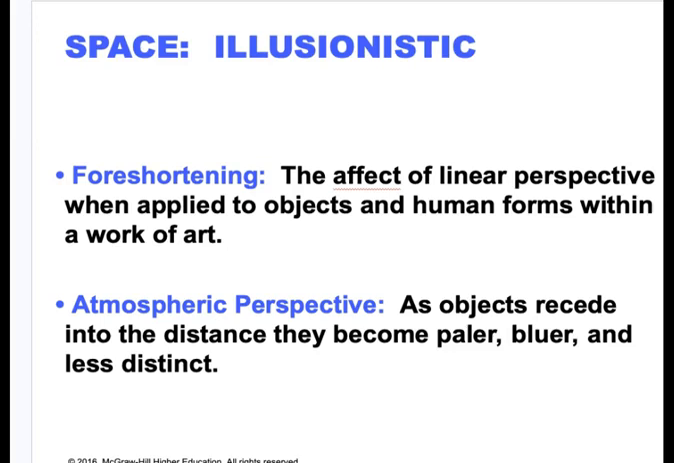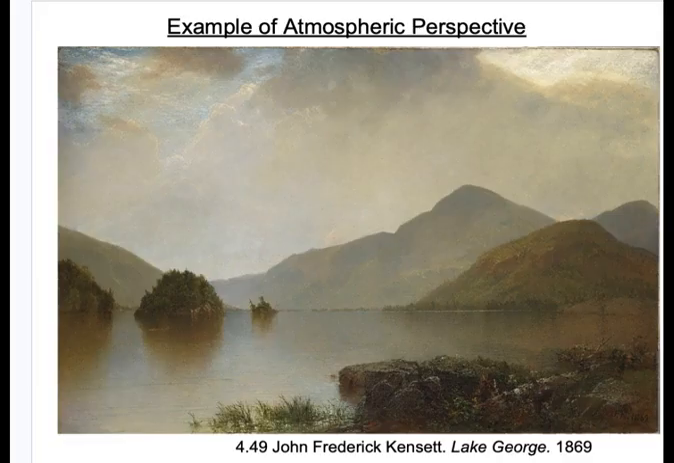Atmospheric perspective is this. As objects recede into the distance, they become paler, bluer, and less distinct. So here's an example of that happening. John Frederick Kensett, Lake George, in 1869.